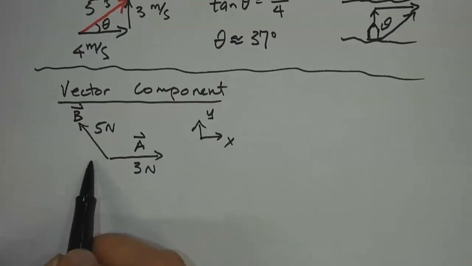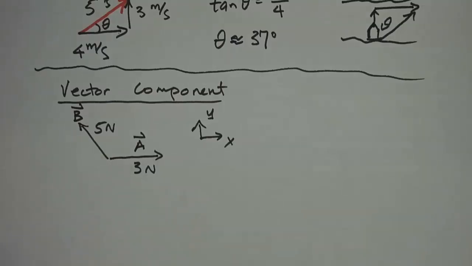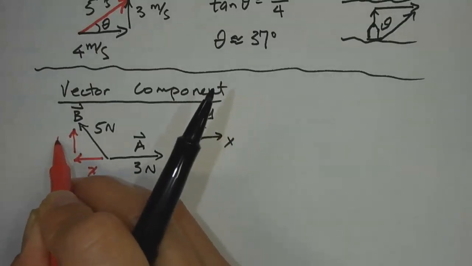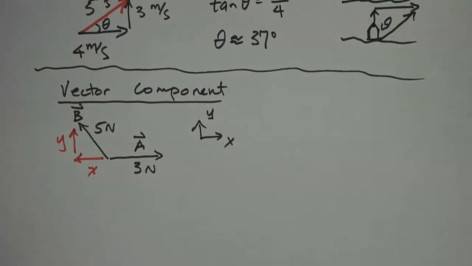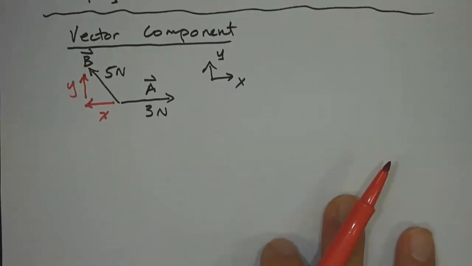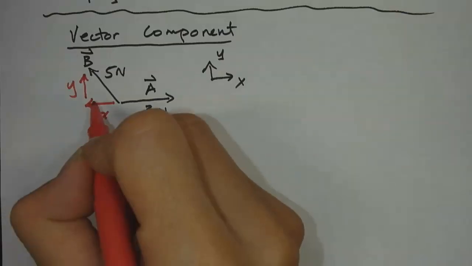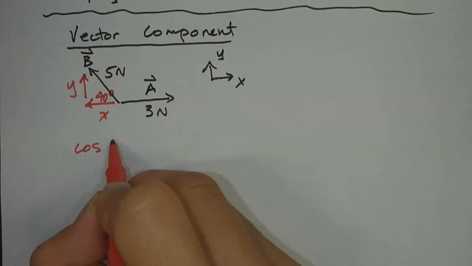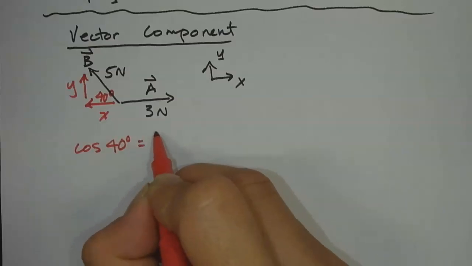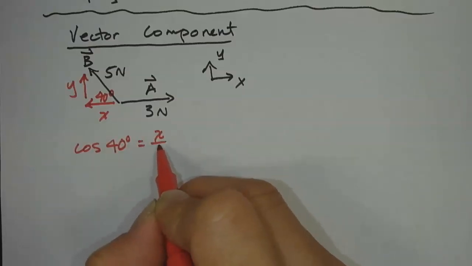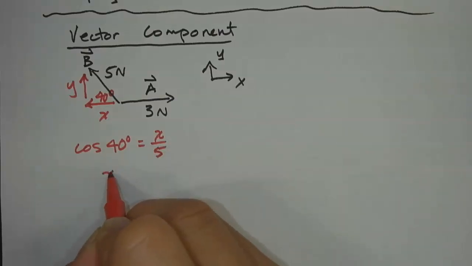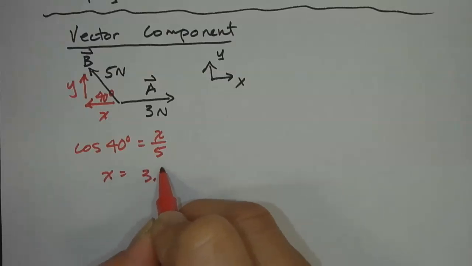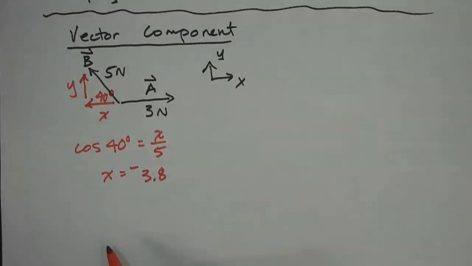What we do is break this into components. This would be the x component, and that would be the y component. We can use a little bit of trig to calculate those components. Let's say that this was 40 degrees. Cosine 40 is equal to x, the adjacent over the hypotenuse. So x equals 5 cosine 40, which is 3.8, and I'm going to put a negative because it's in the negative direction.